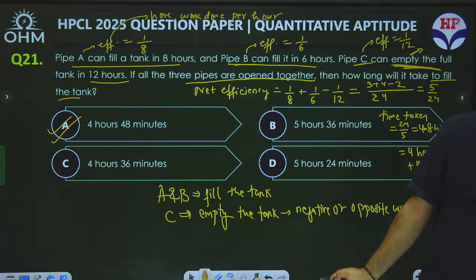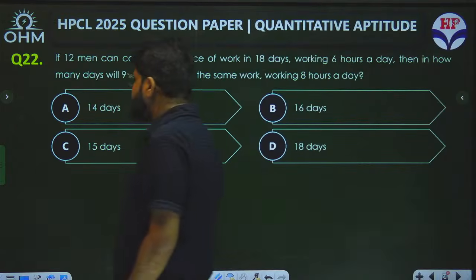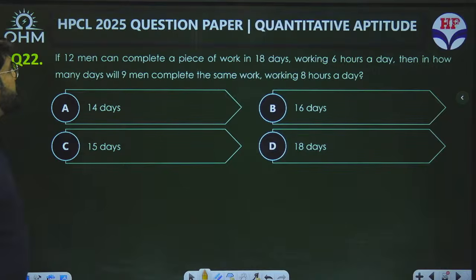Correct. Next question. Number 22. If 12 men can complete a piece of work in 18 days, working 6 hours a day, then in how many days will 9 men complete the same work?